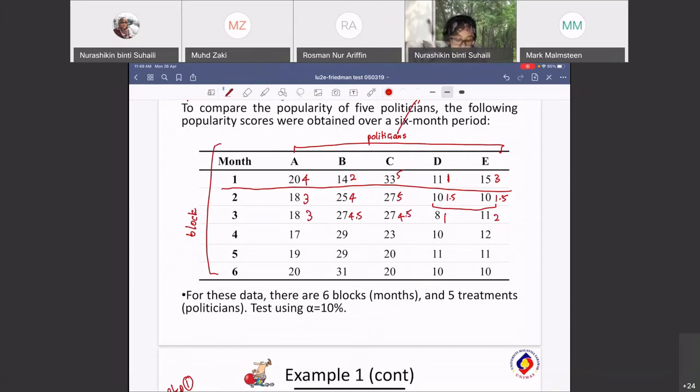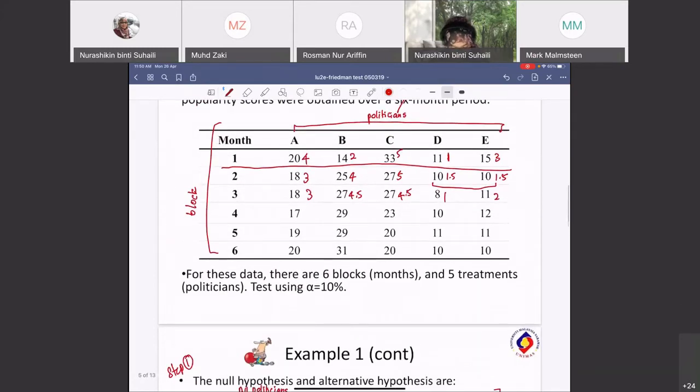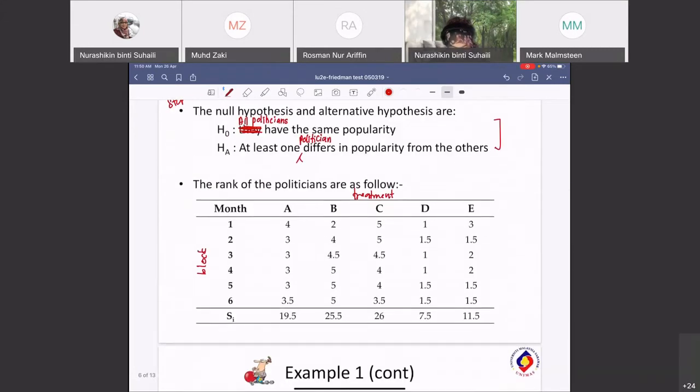So it means that you rank within blocks. That is meant by within blocks, and it's actually much easier compared to the classical methods, whereby you have to rank throughout the whole data, which is a bit tedious. Okay, that is ranking within the blocks. So these are the results over here. You can see the same. These are the ranks.